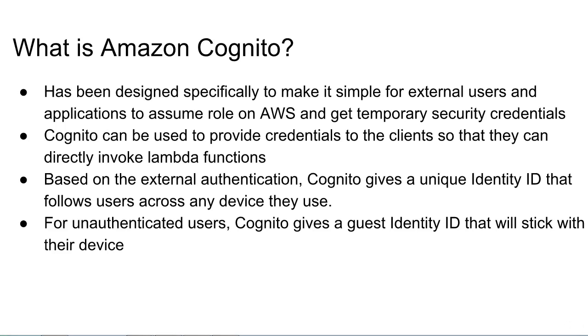So what is Amazon Cognito? In the previous videos, we have seen how our Lambda function interacts with different AWS services, but it is still not clear how to manage authentication for external users interacting with AWS resources and Lambda functions from a client application. If you look at the slides, Amazon Cognito has been designed specifically to make it simple for external users and applications to assume a role on AWS and get temporary security credentials.